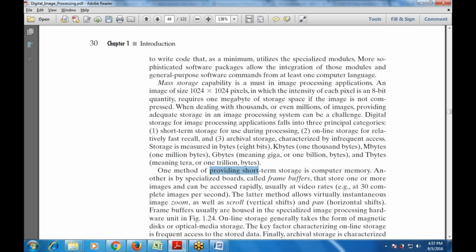One method of providing short-term storage is computer memory. Another is specialized boards known as frame buffers that store one or more images and can be accessed rapidly at video rates, for example 30 complete images per second. The latter method also allows virtual zooming, scrolling, and panning, that is, vertical shift as well as horizontal shift.